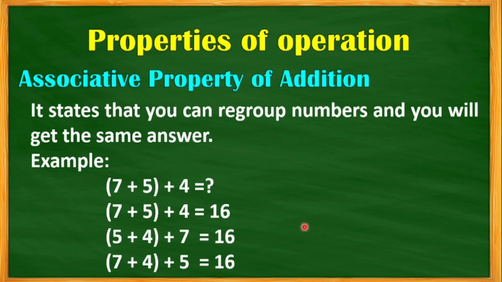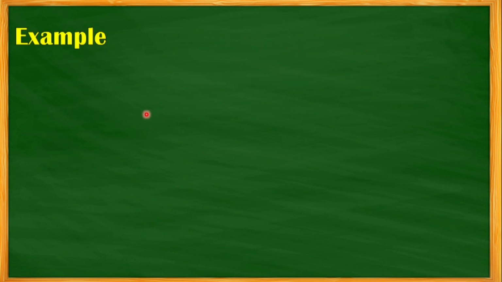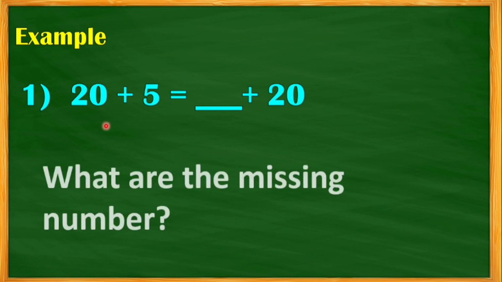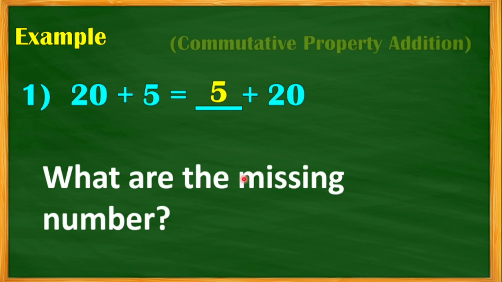So let's have some examples to further analyze this topic. Number 1: 20 plus 5 is equal to blank plus 20. What is the missing number? The missing number is 5. It involves the commutative property of addition.